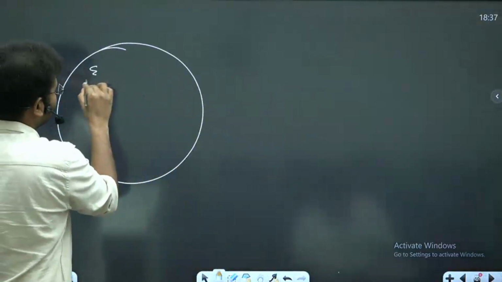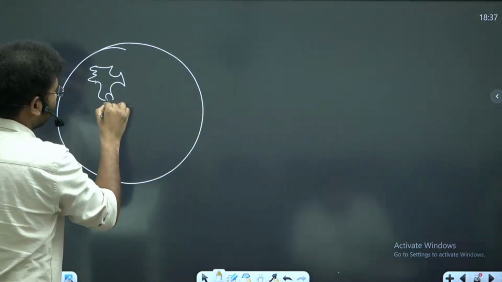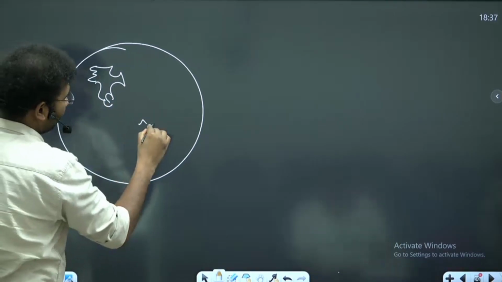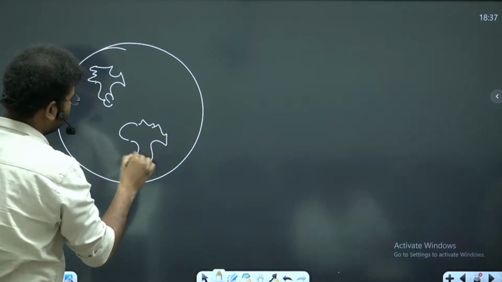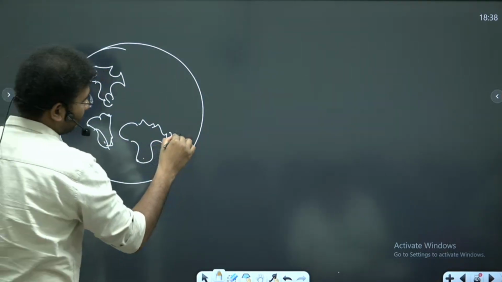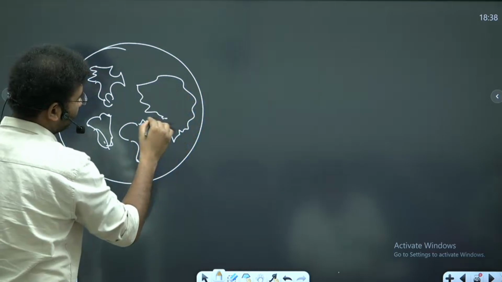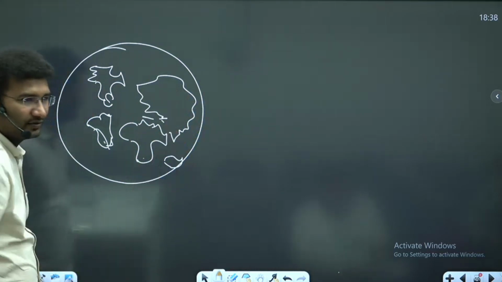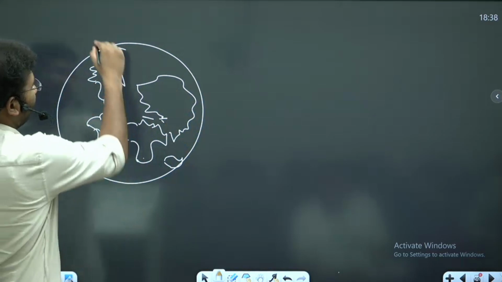Today, when you broadly see the world, it is like this. This is USA. Right? And here is your Africa. And here is your South America. Okay? And this is your Australia. This is how it looks like. Now, present.